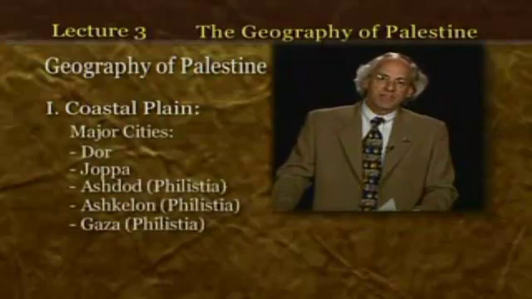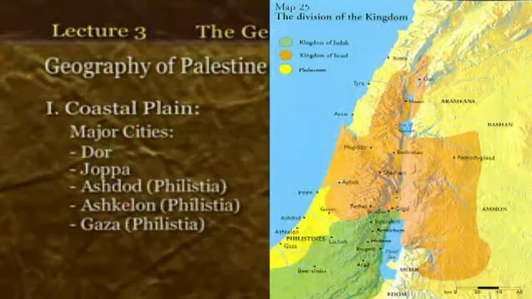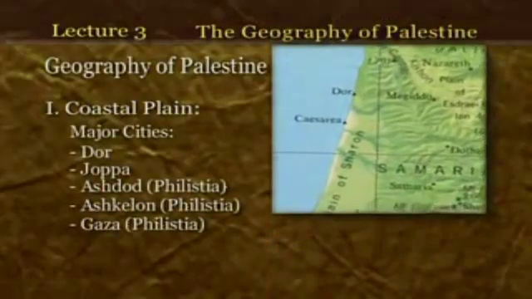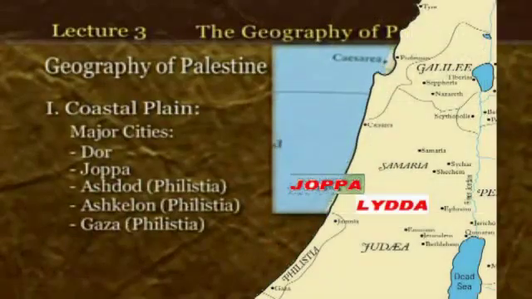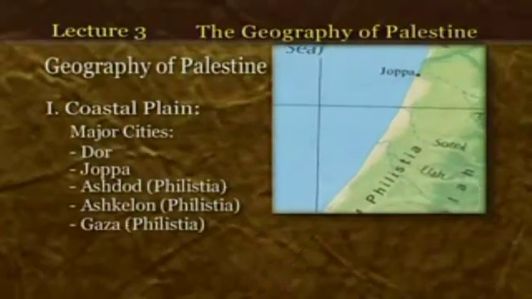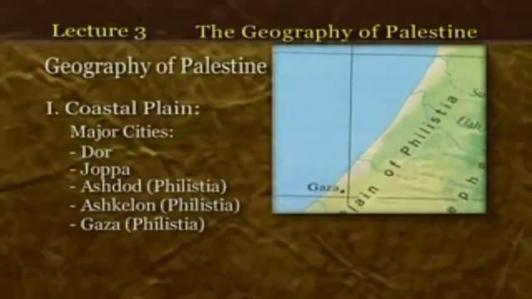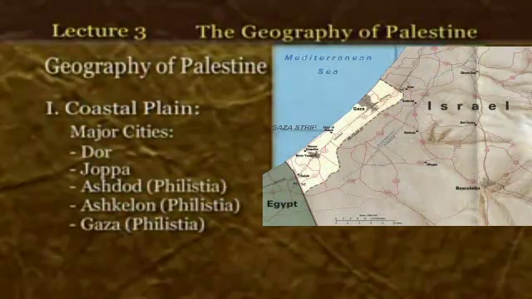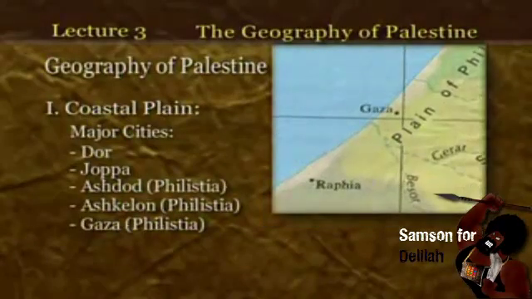The major cities that sat along this strip of land, moving from north down to the south, would be Dor, and then, well, let me insert here Jaffa, and then Ashdod and Ashkelon. Ashdod and Ashkelon were major Philistine cities, and a lot of what we call the Gaza Strip today was Philistine land and Philistine territory. And then you get down a little bit further south and you run into Gaza, again a Philistine city.